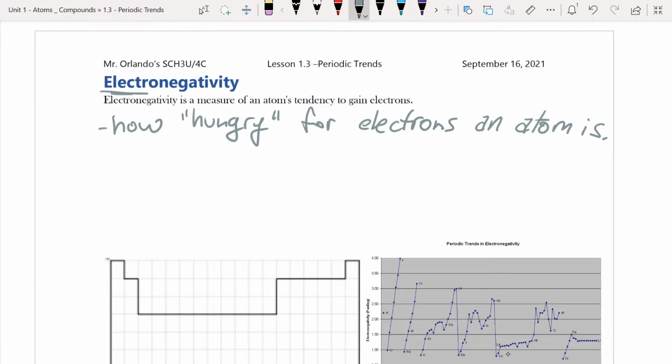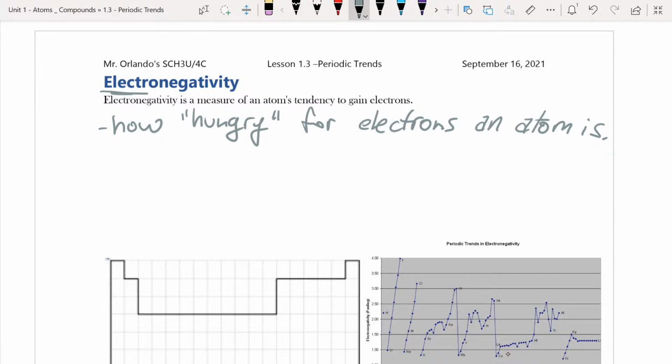Its technical definition is the measure of the tendency of an atom to gain electrons. That's true. That's its technical definition. But what that really means is how electron hungry is an atom. How much does it want it? And as a rule, it is basically the opposite of the size trend. Because if you think about it, everything that makes an atom small makes an atom unlikely to give up that electron.